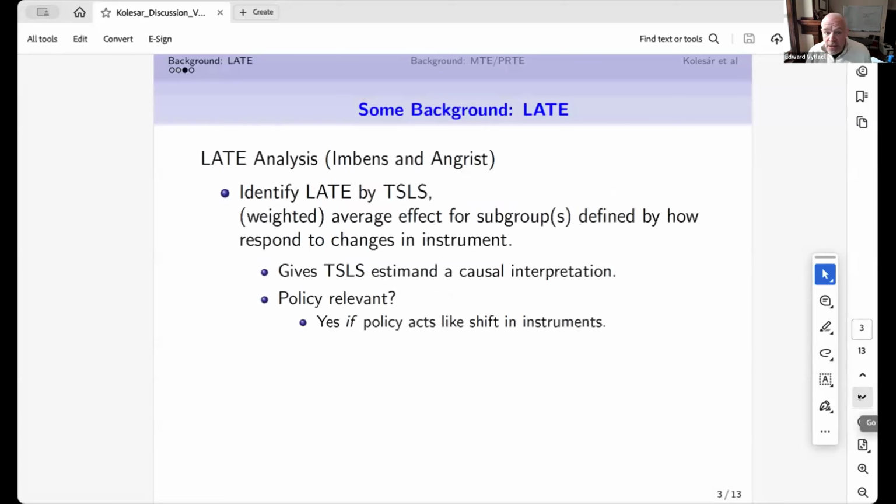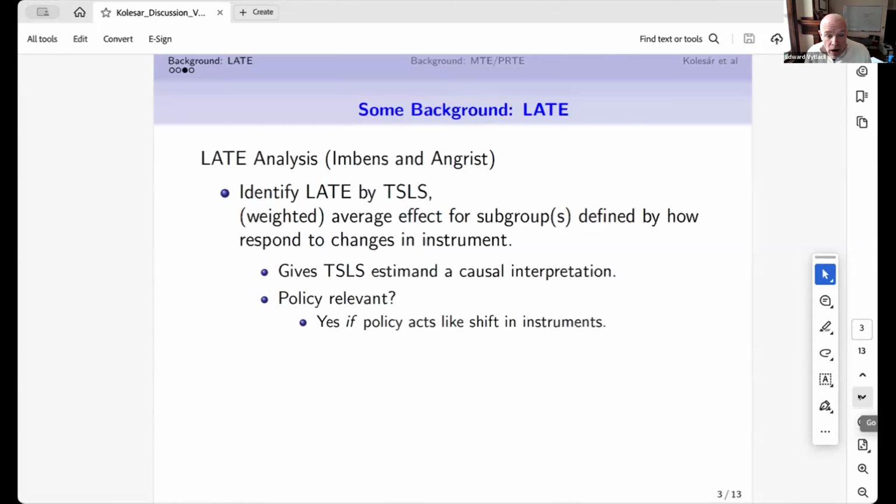Then what's the point of this? Well, you do two-stage least squares and you get a causal interpretation when you would not without the monotonicity assumption. And in particular, you get the average effect for subgroups defined by how they respond to the instrument. Of course, is that policy relevant? It depends on if there's a connection between the policy and how people are responding to the instrument. If the policy affects the same people as the instrument, then you're great, you're exactly policy relevant. Or if it's close, maybe you're close. If it's far off, then it does not seem very helpful.